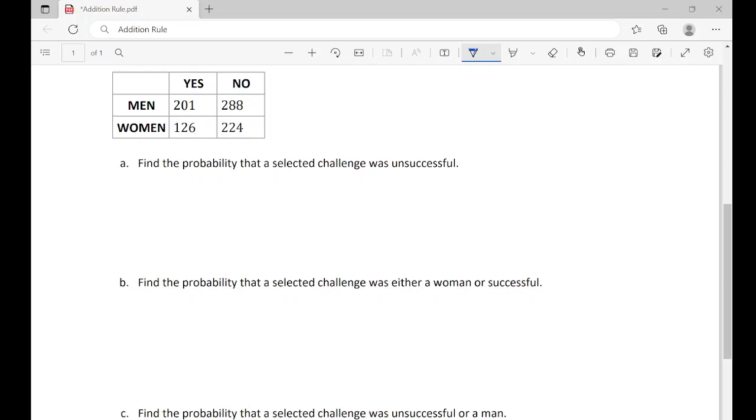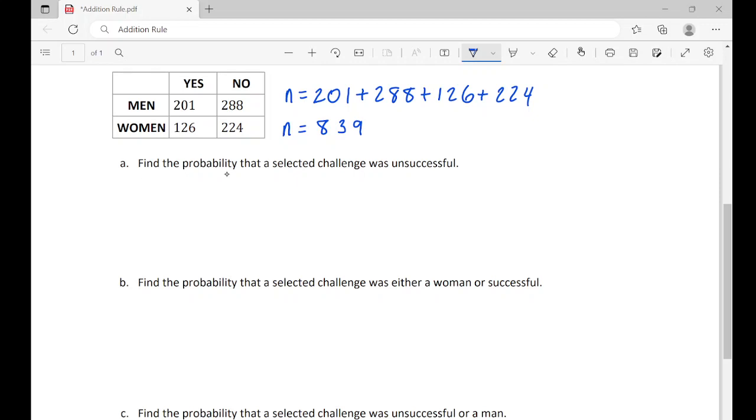What's the n value? So what we're going to do is take each value and add them together so we know how many events we have. The sample space here, when we add all those up, is going to be 839. So it's good to know what n is. Now we can jump in to see what we got here.